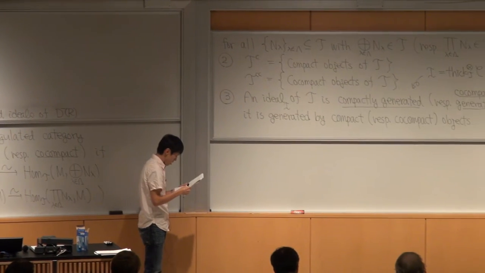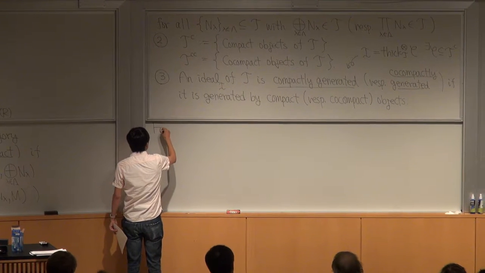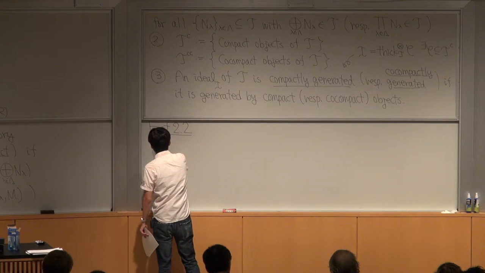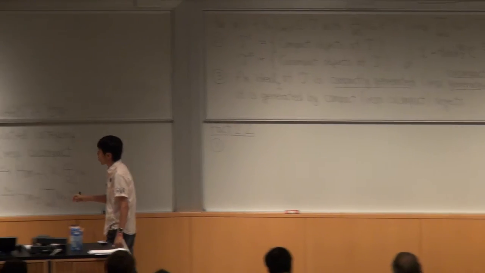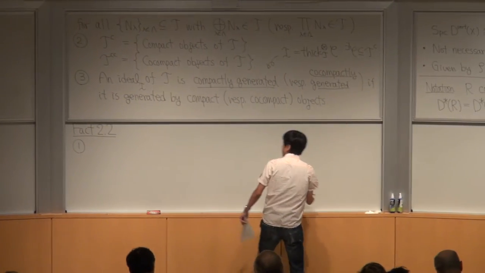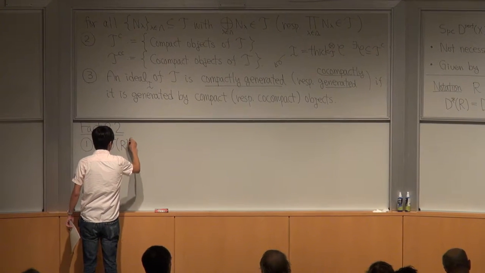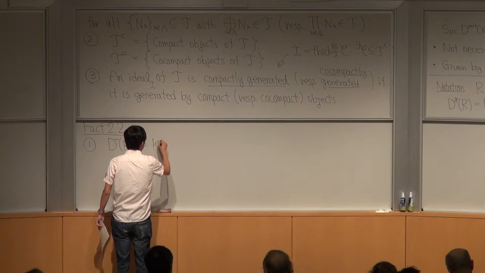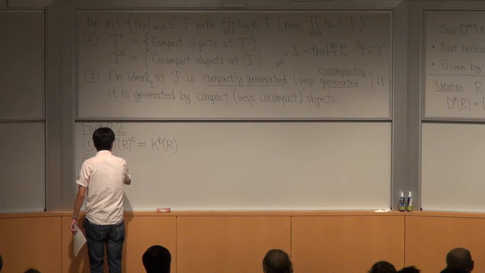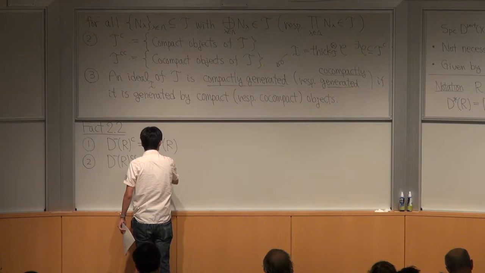So now we have the following fact. First, we already know the compact and co-compact objects of our tensor triangulated category D^-(mod R). The compact objects of D^-(mod R) are precisely K^b(proj R), and the co-compact objects of D^-(mod R) are D^b(mod R).